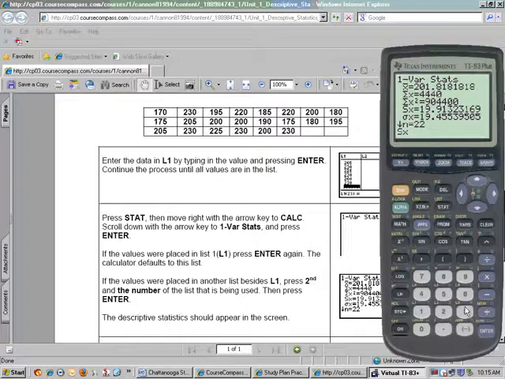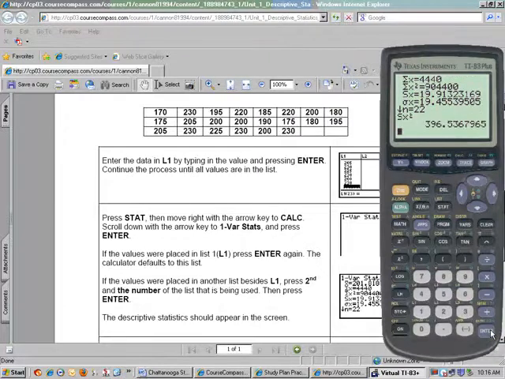Now remember, variance is this squared. So I can push the square button, which is located above log. So push the square button, push Enter, and there is your variance. Now notice, if I take the square root of that number, it should give me back what I started with for the standard deviation, because the variance is the square of the standard deviation, and the standard deviation is the square root of the variance.